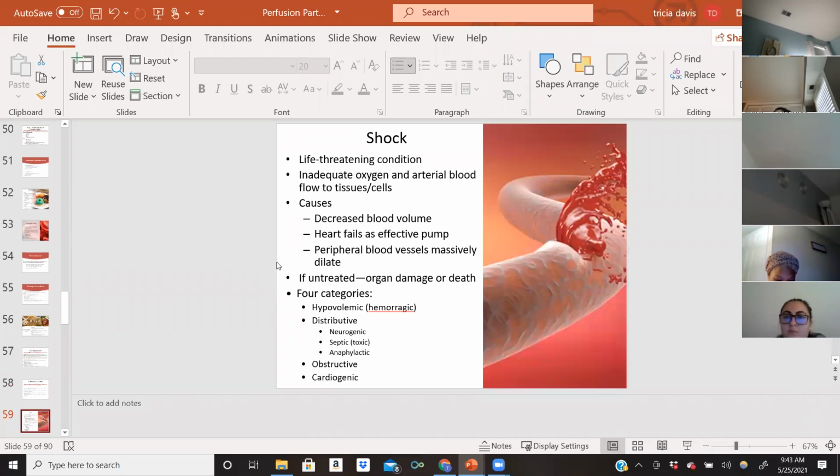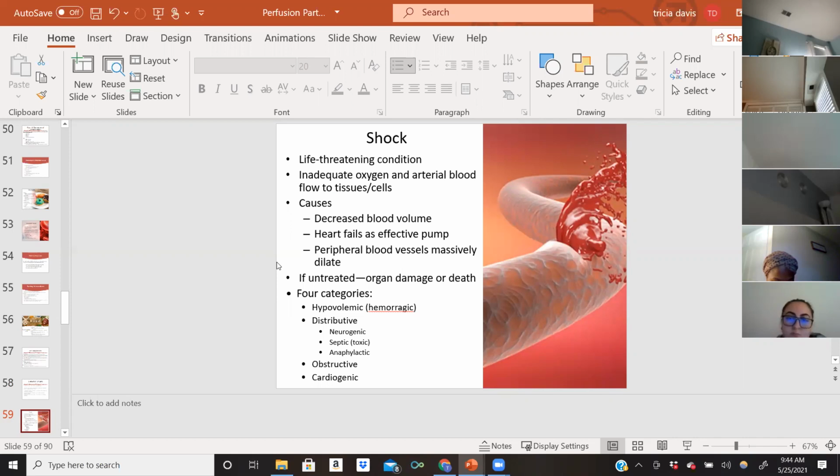All right, so shock is a life-threatening condition. It is a condition where we have inadequate oxygen and arterial blood flow to our tissues and our cells. It's going to cause a decrease in our circulating blood volume. It's going to cause heart failure because it's not going to pump effectively, and it's going to cause peripheral blood vessels to dilate. If left untreated, we are going to see organ damage or death. So shock is very, very serious.